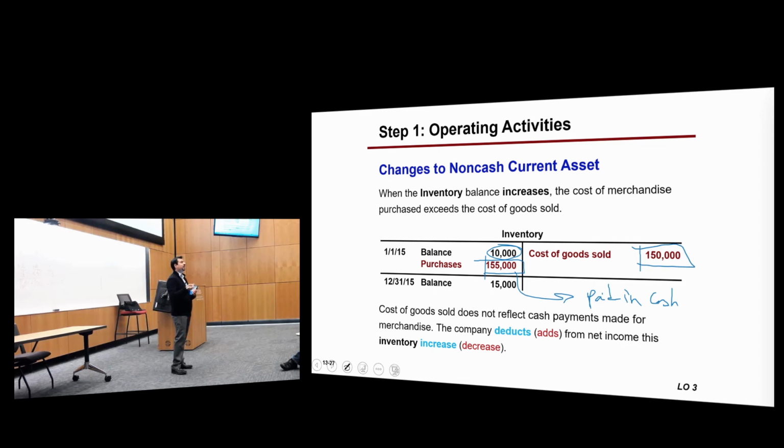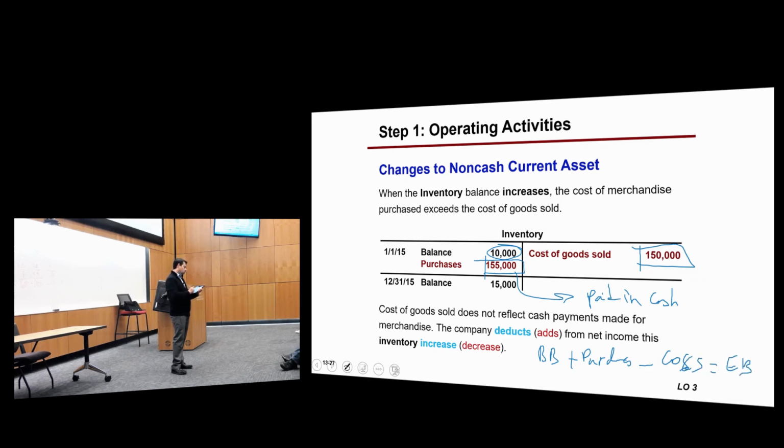I wish I could say inventory 101. That's even less basic than that. Remember that? Beginning balance, you add purchases, you subtract the ones that you sold, that will give you ending balance.